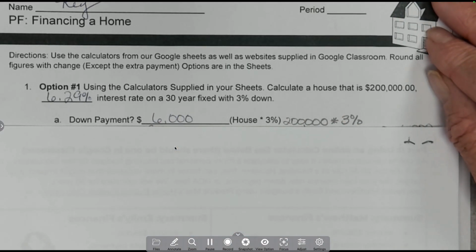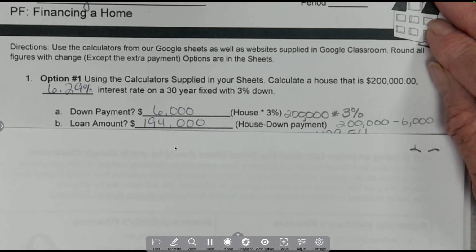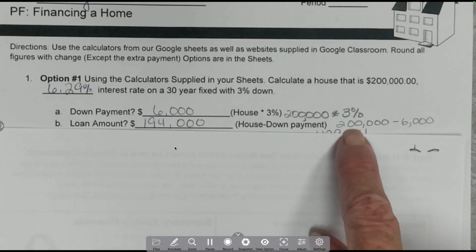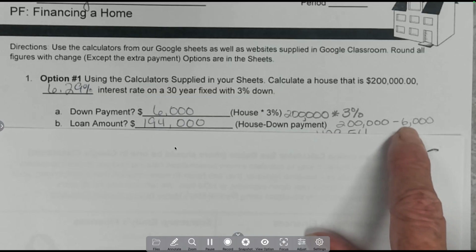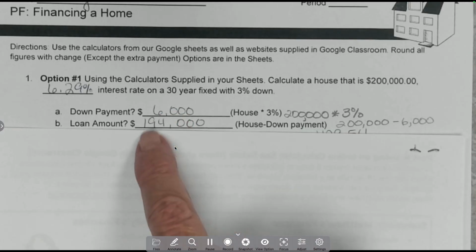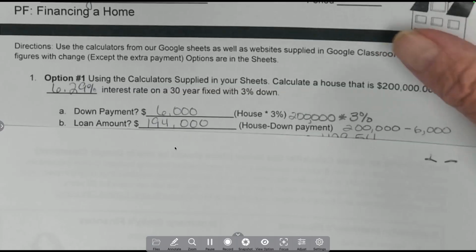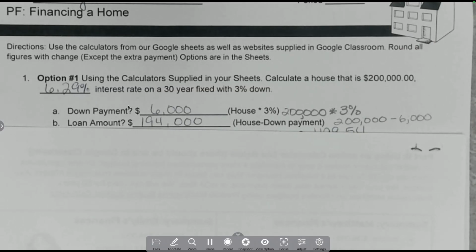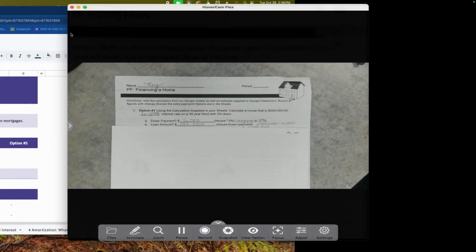The next thing you need to determine is how much the loan is going to be. Well, that is going to be how much the house costs, $200,000, and you're going to subtract out however much you had for a down payment, which is that $6,000. So that's going to leave you with $194,000.